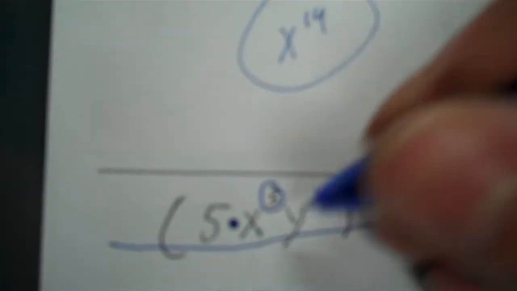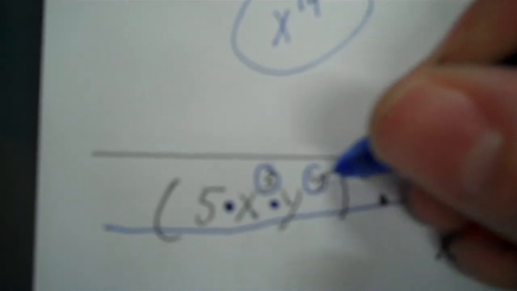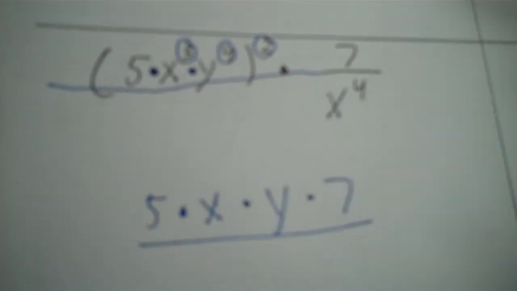So, look on top. I don't care what's on the bottom right now when I'm filling out my top. So, put your operators in. Times, we'll put the 1 later. That's a power, times, that's a power, times 7. Okay? So, if I ignore those exponents, I have a 5 times an x times a y times a 7. Now, figure out what powers go on each one of these.